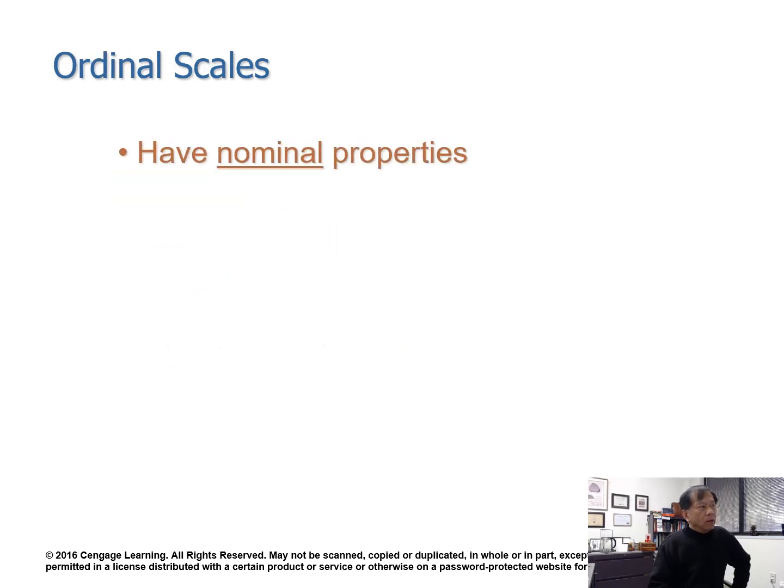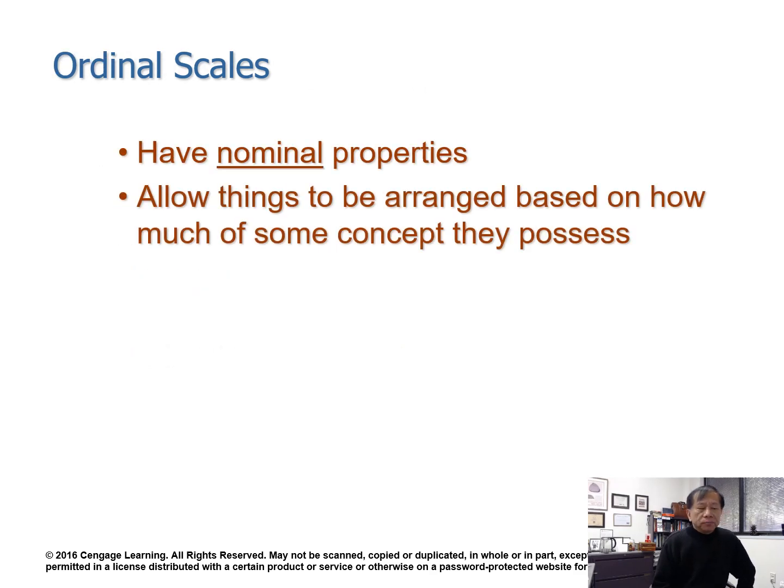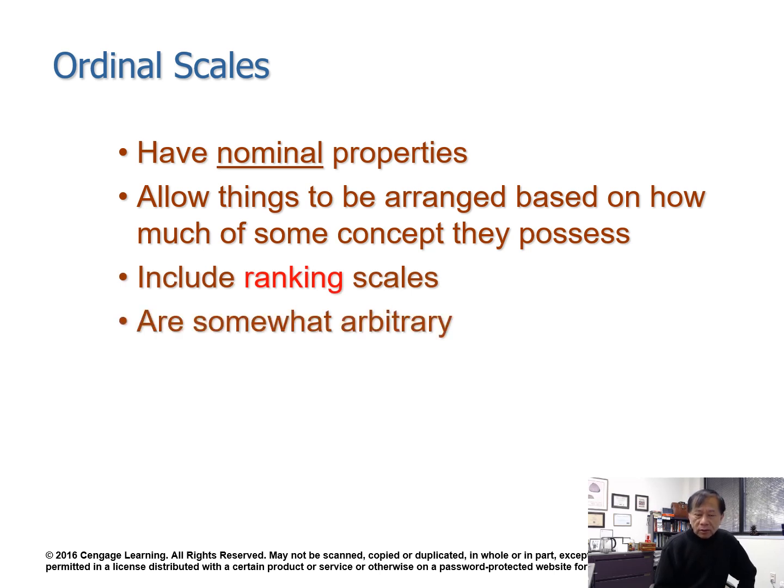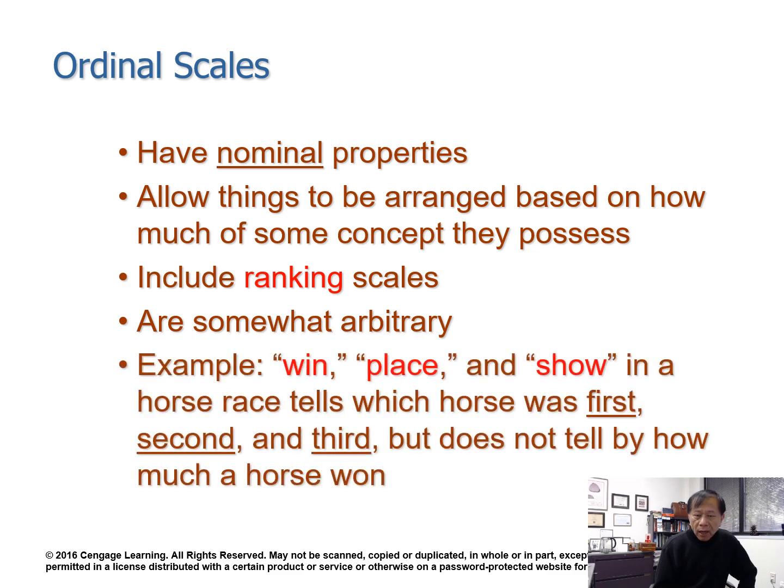Okay. Next is the ordinal scale. Ordinal scales have nominal properties. Higher level scales always have the properties of the previous lower level scale. Ordinal is higher than nominal, has all the nominal properties, and allows things to be arranged based on how much of some concept they possess. It includes the ranking scales. The ranking scales are somewhat arbitrary.